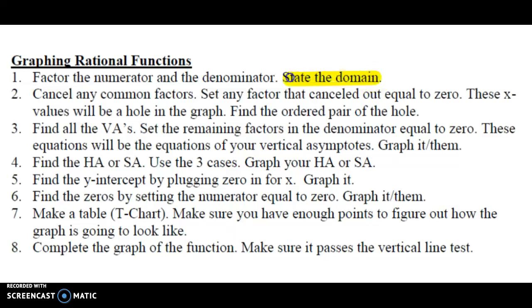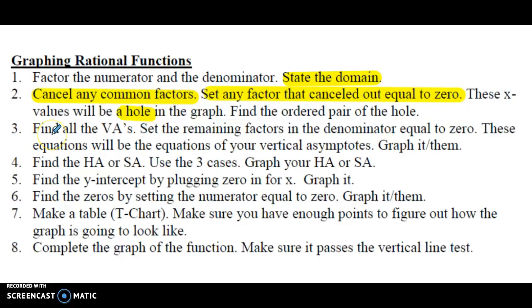So the first thing we'll do is state the domain. Second is cancel any common factors. Set any factor that canceled out equal to 0. These x values will be a hole in the graph. So if you cancel any values out, they will classify as holes. Find the ordered pair of the hole.